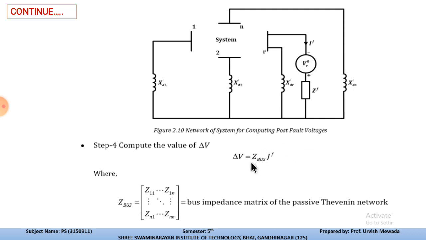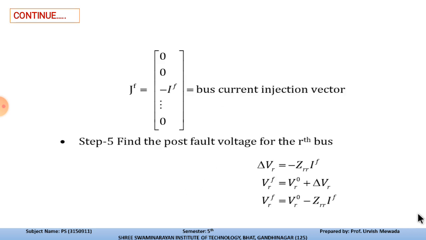So we can form the Z bus for the given number of buses, and the Z bus of this given network is Z11 to Z1n, because we are having the nth number of bus, so 1, 2, R and N. So from Z11 it will go to Zn1, and Z1n will become Znn. So this is the bus impedance matrix of the passive Thevenin network. For this network we have formed the Z bus, and then I F is the matrix that we can form where the fault occurs.